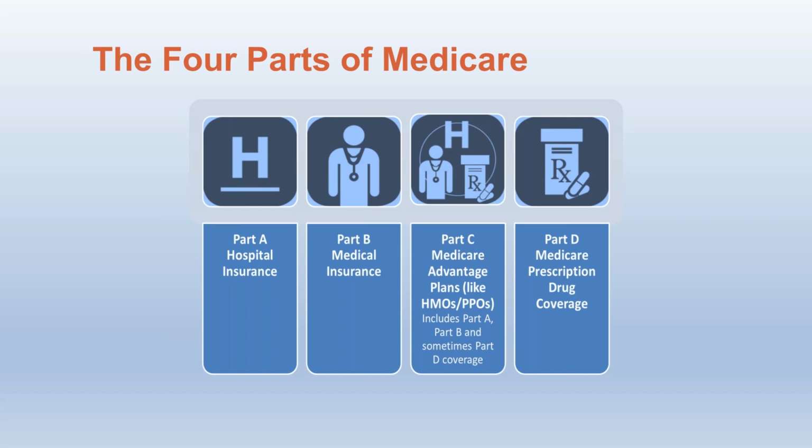Part B also covers many preventative services, including screening tests and shots, diagnostic tests, some therapies, and durable medical equipment like wheelchairs and walkers. Together, Part A and B are also referred to as Original Medicare. Part C, Medicare Advantage, is another way to get your Medicare benefits. It combines Part A and B and sometimes Part D prescription drug coverage.